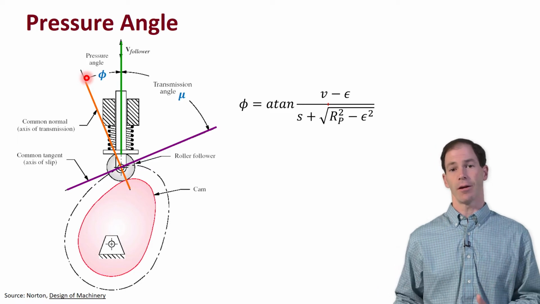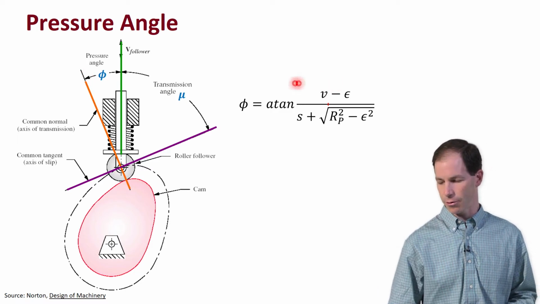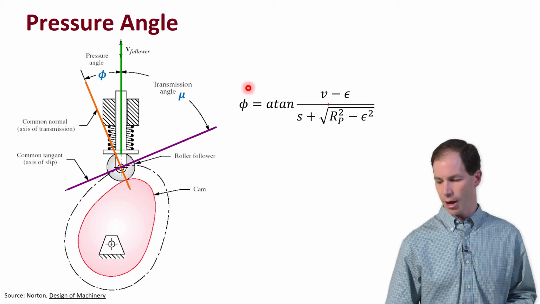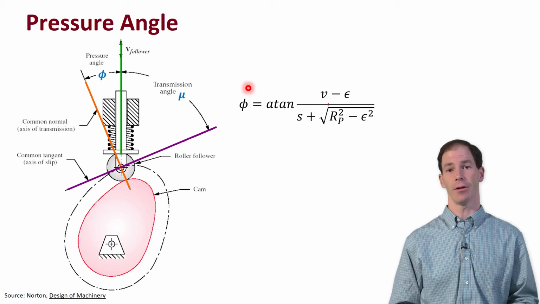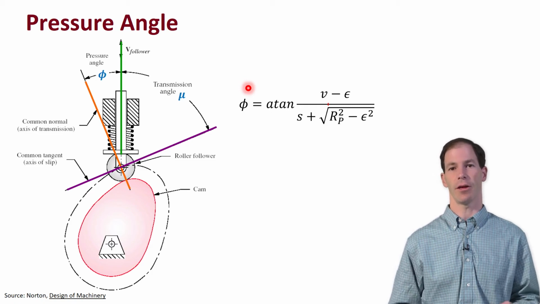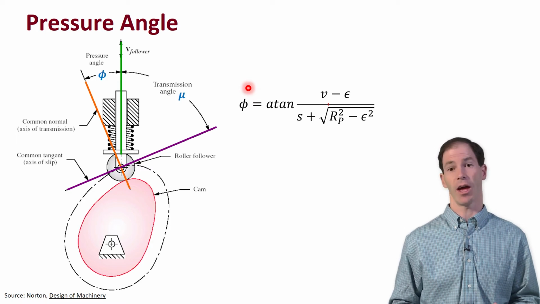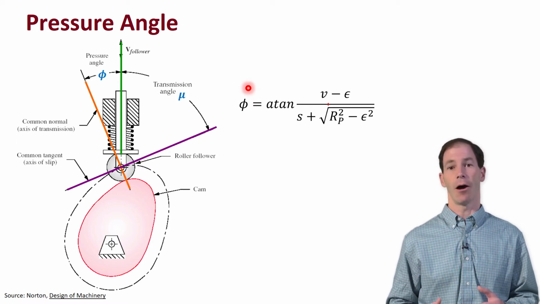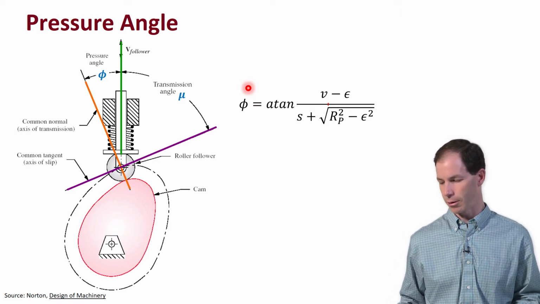So we can then go about defining this from the actual physical geometry of our system. And you'll notice here that in the numerator, we have the velocity. Subtracting from the velocity, we have the offset, or the eccentricity of our cam. And then in the denominator, we have position as well as the roller follower radius and the eccentricity. Now, what dominates this is the velocity in the numerator, and we'll see this just momentarily.